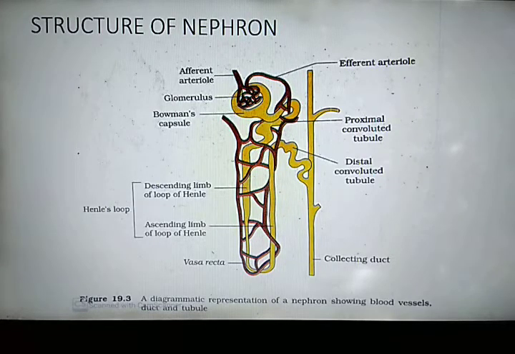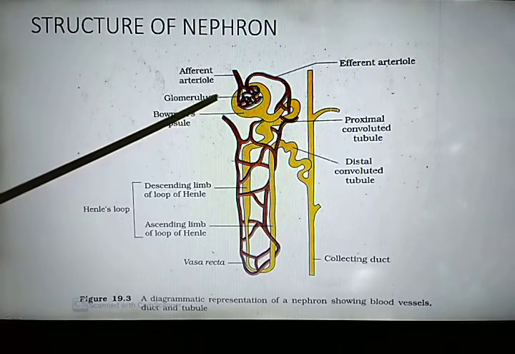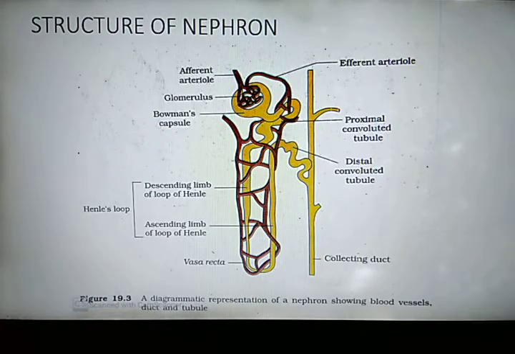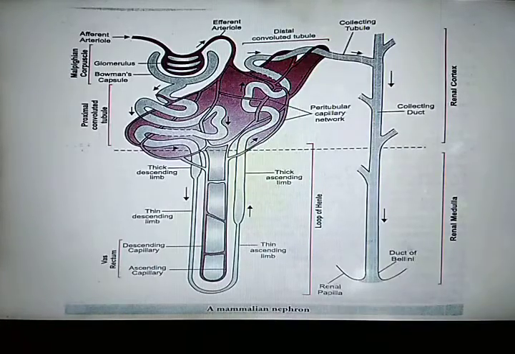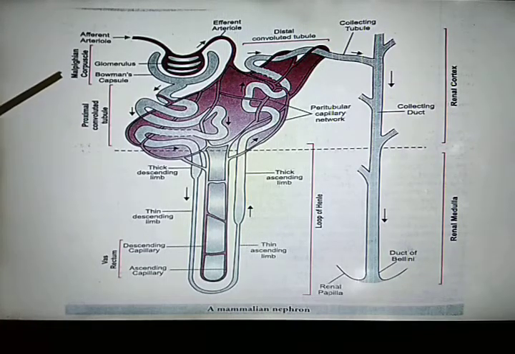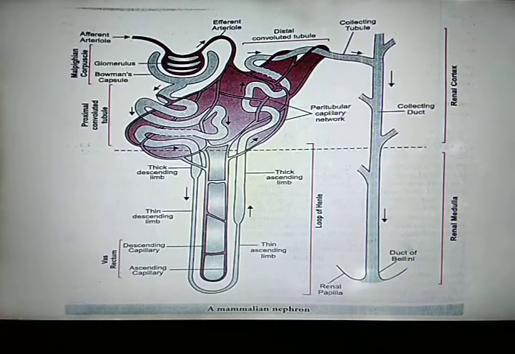The renal tubule begins with Bowman's capsule, and it is a double-walled cup-like structure which encloses glomerulus. Glomerulus, along with Bowman's capsule, is known as Malpighian body or renal corpuscle. We can see here, glomerulus along with Bowman's capsule is known as Malpighian corpuscle or Malpighian body or renal corpuscle, and these lie in the cortex region of the kidney. You can see the renal cortex part is mentioned. So these lie in the renal cortex of the kidney.